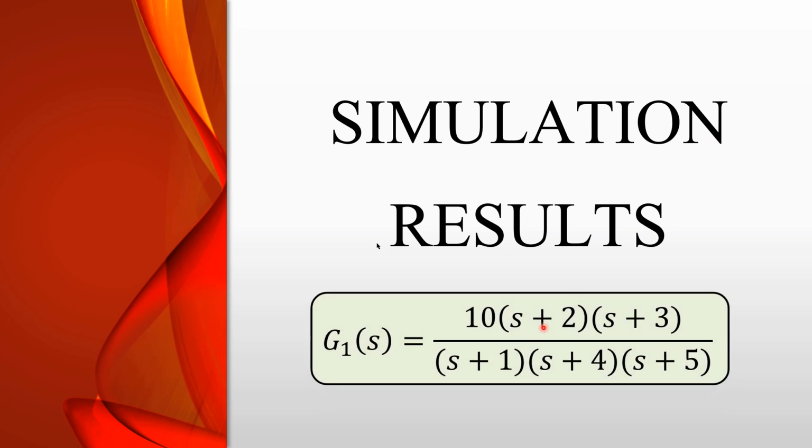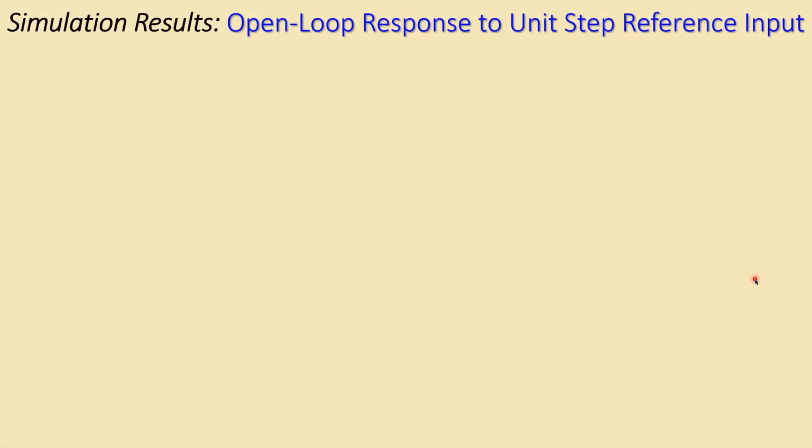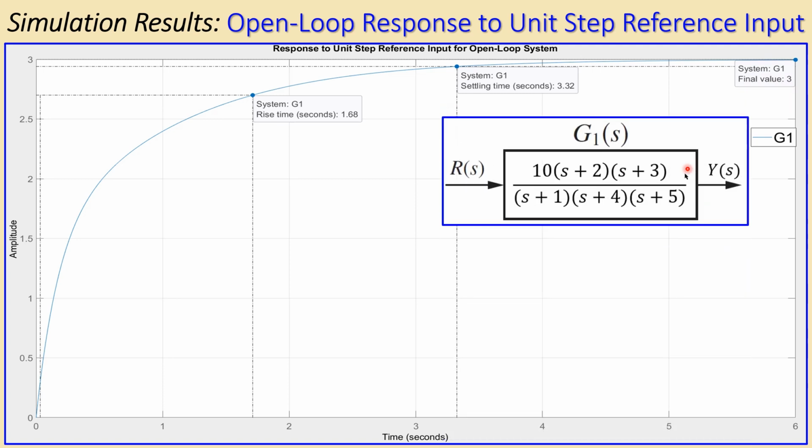First, we start with this system, which is our first system, question A. Now, let's look at the situation. This is our response to a unit step reference input for open loop. What you see is it approaches 3 for unit step input. This was what I call G1, and this is in the open loop configuration.